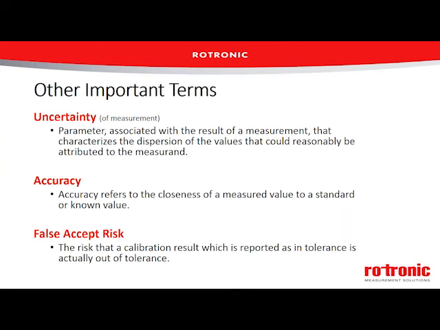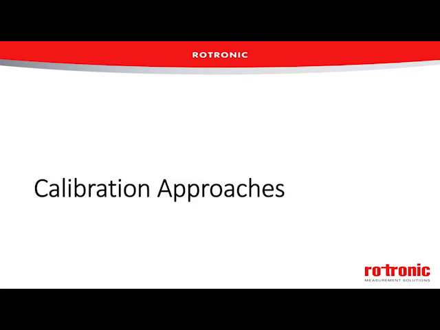Another term that's starting to be used more, and you might start to run into this especially with accredited calibrations, is the concept of false accept risk. And this is the risk that a calibration result that's reported in tolerance is actually out of tolerance. This is because there is uncertainty in every measurement. And so if those uncertainty bars essentially go beyond the tolerance limit, there's always going to be some risk that that instrument's actually outside of tolerance. So we've got the concept of false accept risk. And we'll talk a little bit more about that near the end of today's presentation.